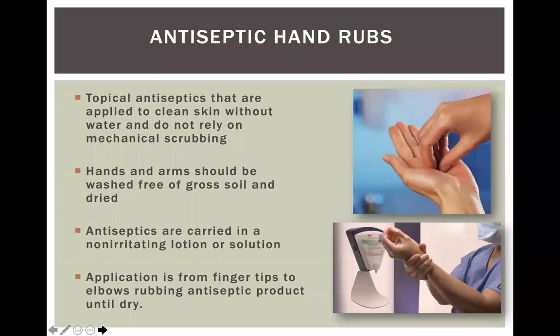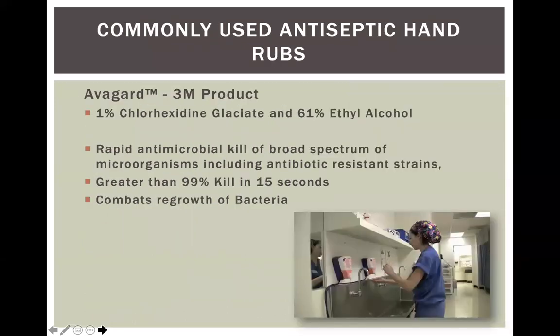It can be supplied with something like chlorhexidine. One of the more common products is Avagard. You'll see it as a surgical hand rub in a container that's usually mounted on the wall and run by a foot pedal. But if I go see my physician, it's usually sitting on the counter as the same product for me to just wipe my hands off as I go through their office. As you know, this is 1% chlorhexidine and 61% ethyl alcohol. Rapidly kills, has a broad spectrum, and honestly, I think it works pretty good.